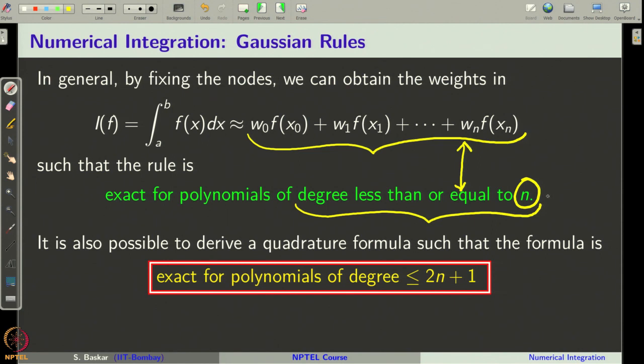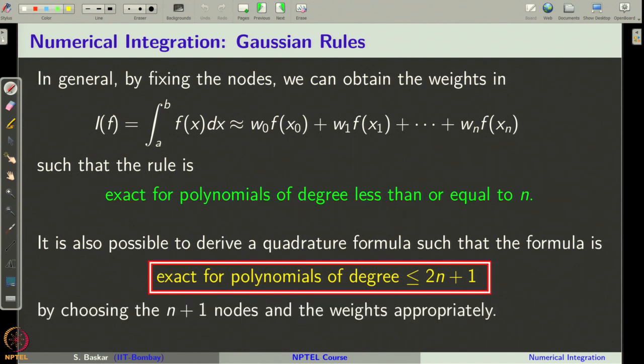Now, if you understand this logic, then you can understand how to get this condition on our quadrature formula. That is, we now want our quadrature formula to be exact for polynomials of degree less than or equal to 2n plus 1. How can we achieve that? Well, why do you have to fix the nodes? You can also consider the nodes to be unknowns. That is the idea behind this condition. So now we will not fix the nodes, but we will obtain the nodes as well as the weights.